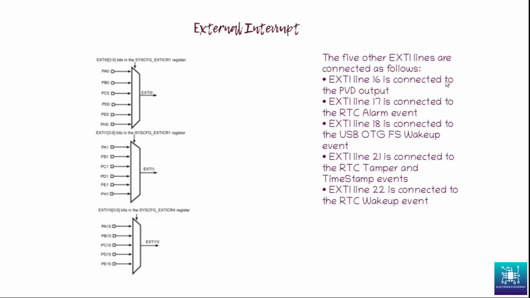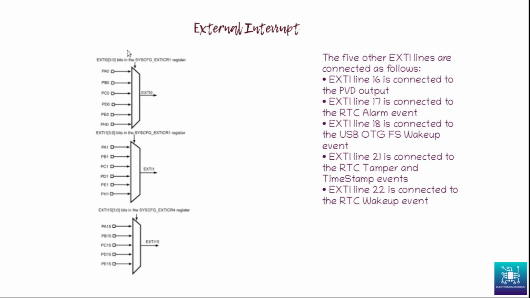For example, EXTI line 16 is connected to the PVD output, EXTI line 17 is connected to the RTC alarm, EXTI line 18 is connected to the USB OTG FS wake up event, 21 is connected to RTC tamper and timestamp events, and 22 is connected to RTC wake up events. So these events are connected to fixed lines or fixed events.